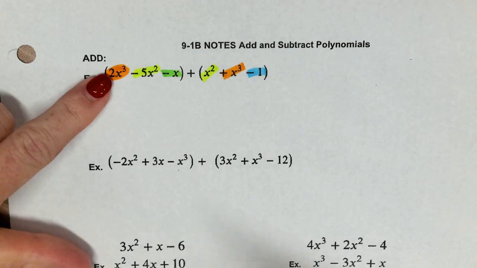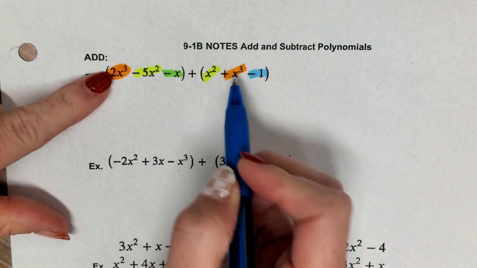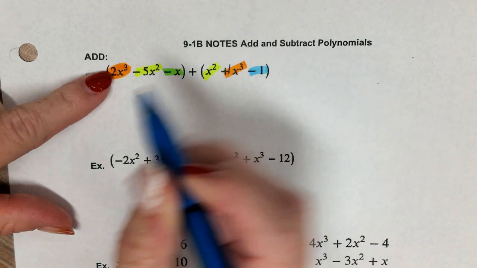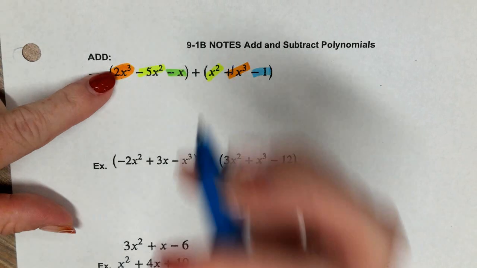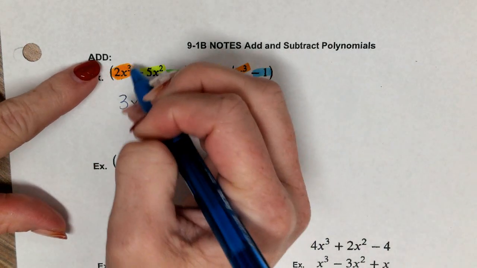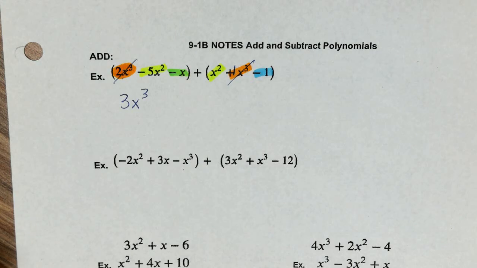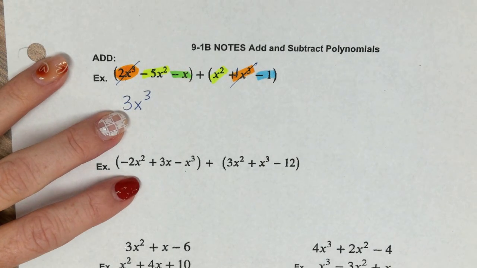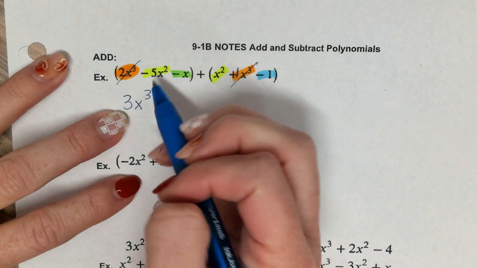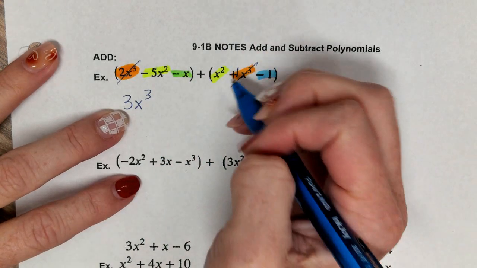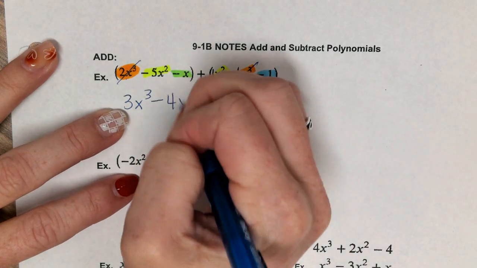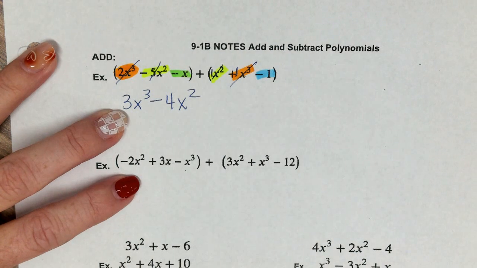All right, what is 2x cubed plus x cubed? What coefficient is in front of this? 1. All right, what is 2x cubed plus 1x cubed? 3x cubed. And then if you want, you can mark out that you did it, because you're not always going to go in order. Again, you're going to go from biggest degree to smallest degree. What's the next one that has the biggest degree? The yellow. So I'm going to do negative 5x squared plus, what is the coefficient here? 1x squared, which is negative 4x squared. And I'm going to mark out that I did it.